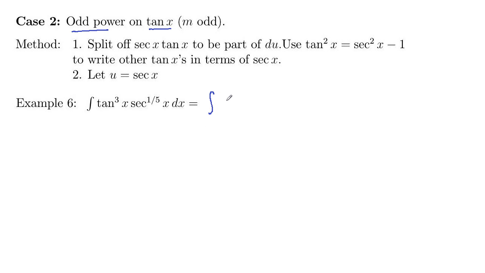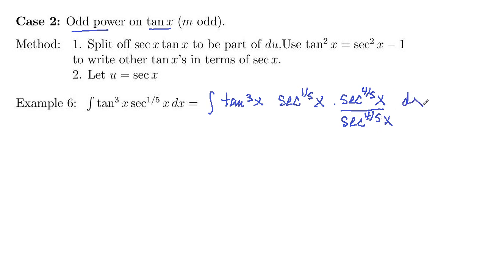So we'll write this as integral tangent cubed x, and then secant 1/5 power x. And then I'd like that to just be a secant x. So let's multiply by secant to the 4/5 power x, because when you multiply, you'll add these exponents. And let's do it on the bottom also, because then that way we are just multiplying by 1, right? Any expression divided by itself is 1, and then dx.